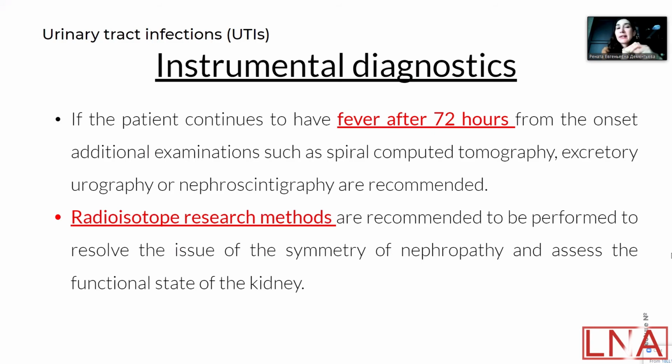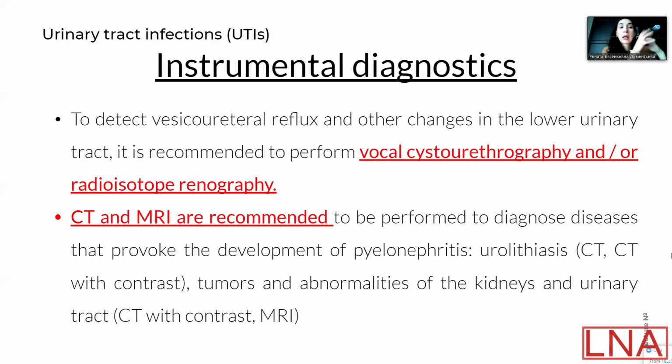In case of an alternative diagnosis like glomerulonephritis, or chronic kidney disease on the base of diabetes mellitus or connective tissue disorders, usually both sides are affected. Next, to detect vesicoureteral reflux and other changes in the lower urinary tract, it is recommended to perform local cystography, visualization of the condition of the urinary bladder, and radioisotope renography with excretion or with contrast.